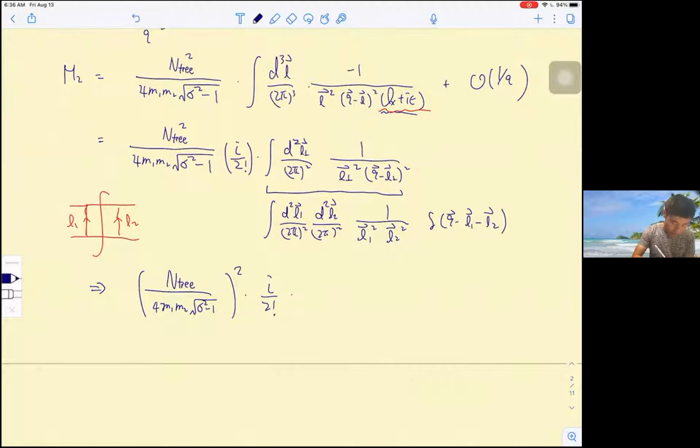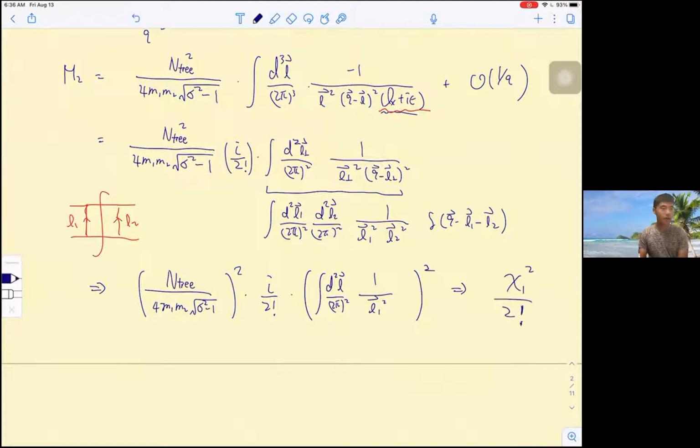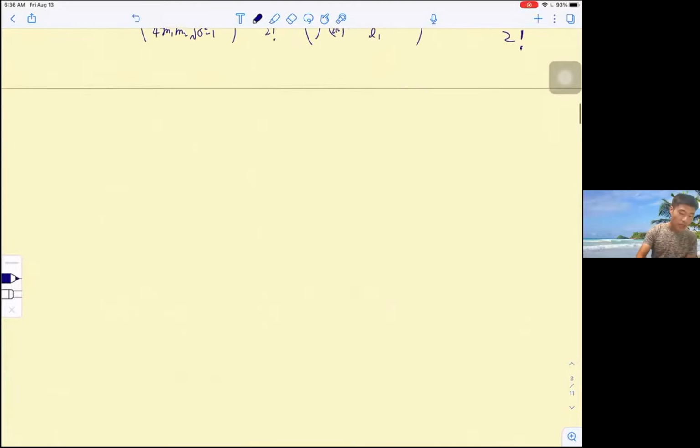And we basically have the tree level square. Okay, so this is simply the tree level eikonal phase squared with this symmetry factor. So you can see this pattern of exponentiation. And one way to prove this eikonal approximation is just to do the same exercise, but for all the higher loops.